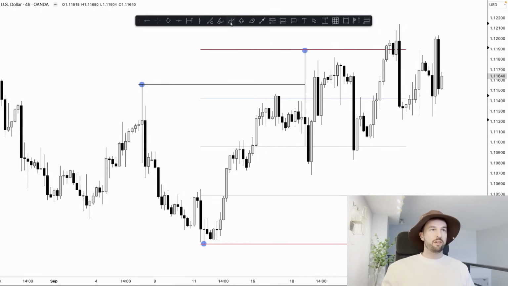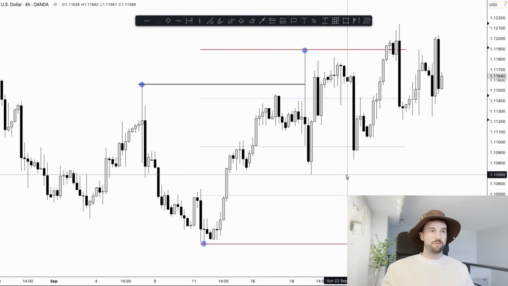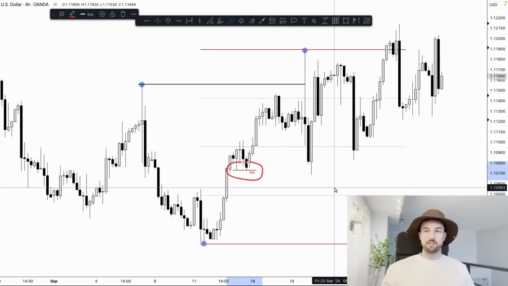So when we go onto a lower time frame, we can see that price runs below equal lows here. Like I said, when price takes out swings and equal lows, that gives us an opportunity to see a new intention coming into the market.